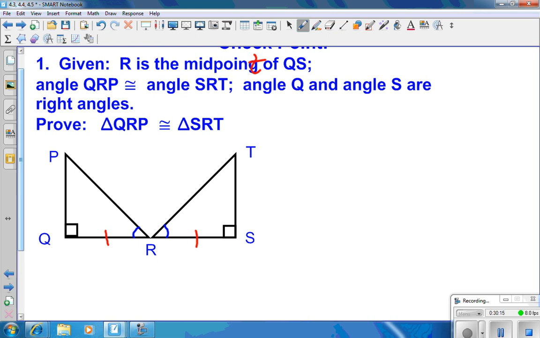Where's the hypotenuse marked? Is it marked? Do they tell me that they're equal? So no, I can't use that. It'd be ASA because angle, included side, angle. Very good. So he's right. It's an angle, side, angle. And remember your congruent statement? QRP, SRT. Yep. Order matters.